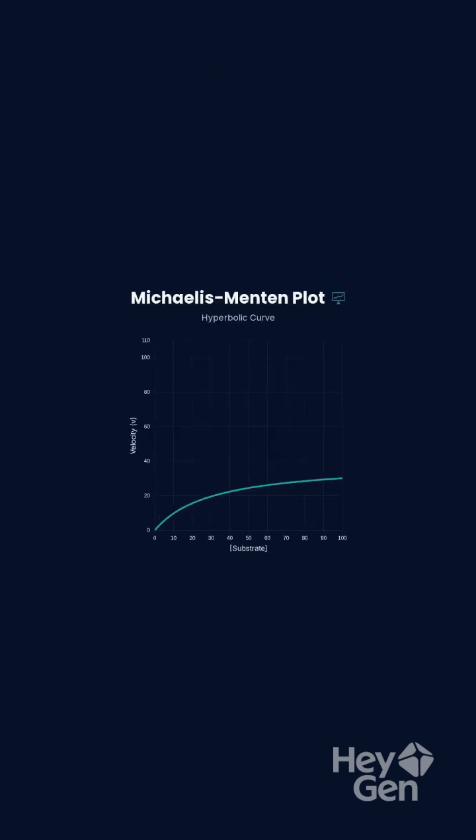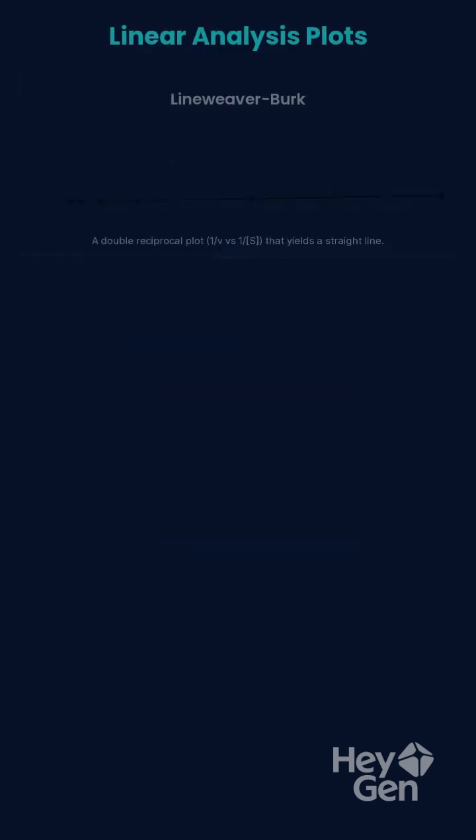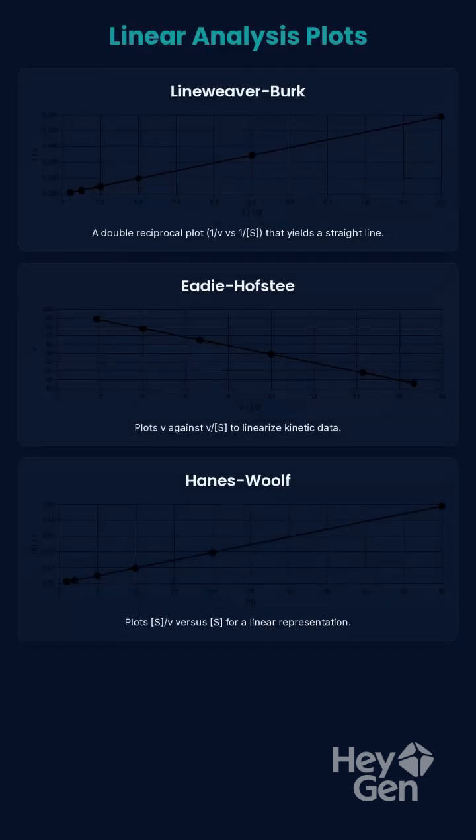Scientists use graphs to analyze enzyme kinetics, including the Michaelis-Menten plot, which is a hyperbolic curve. The Lineweaver-Burk plot, a double reciprocal, gives a straight line, and other linear methods like Eadie-Hofstee and Hanes-Woolf plots also help us calculate Km and Vmax more accurately.